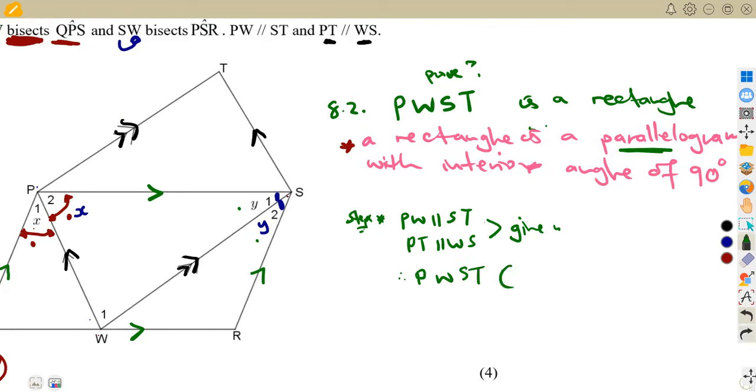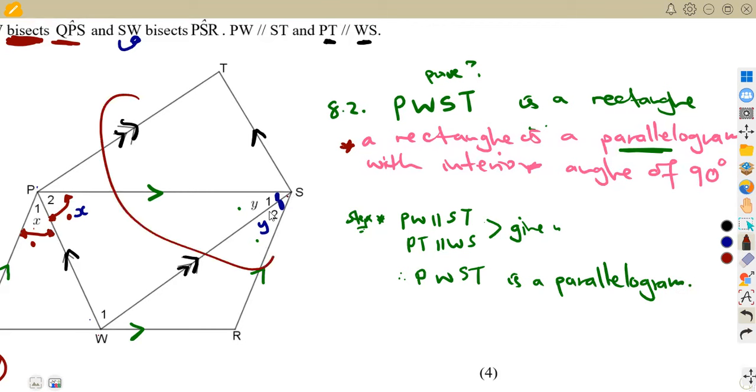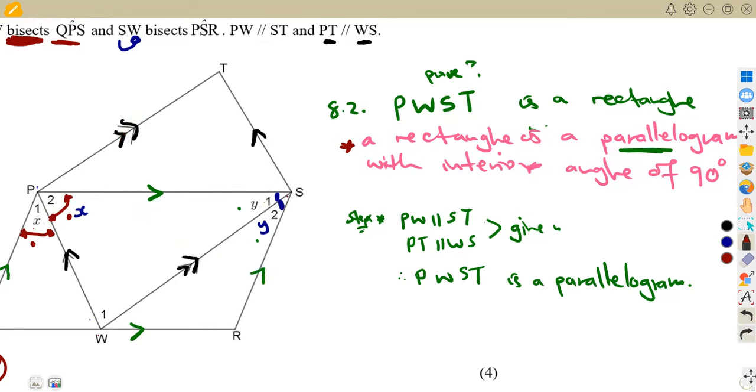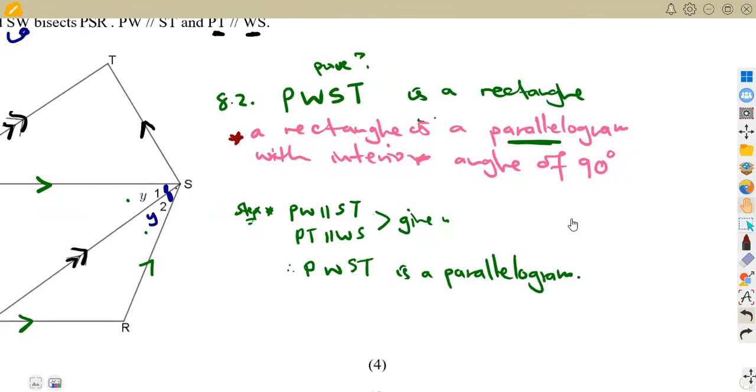All right, let us just have this: is a parallelogram. This is the reason. These opposite sides are parallel to each other, so that makes it a parallelogram. Remember the properties of a parallelogram? Two pairs of opposite sides equal and parallel. So by being opposite and parallel there, we have it as a parallelogram.